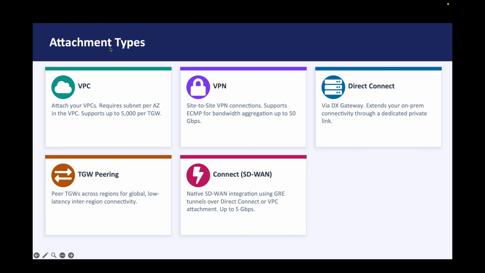Okay, next one is attachment types. The first one is VPC. A VPC attachment requires a subnet per availability zone in the VPC. It supports up to 5000 attachments per transit gateway.